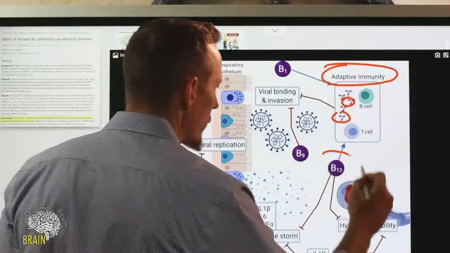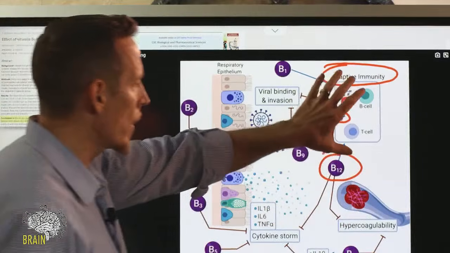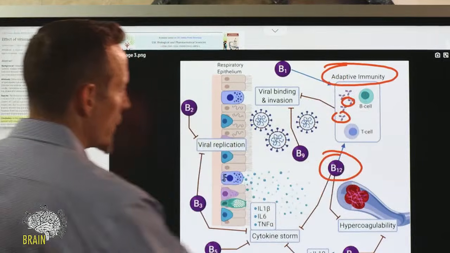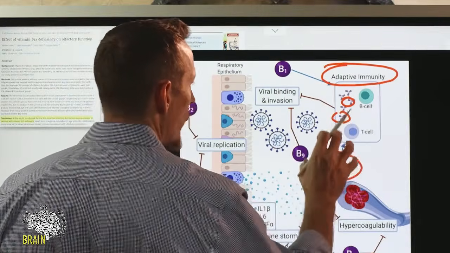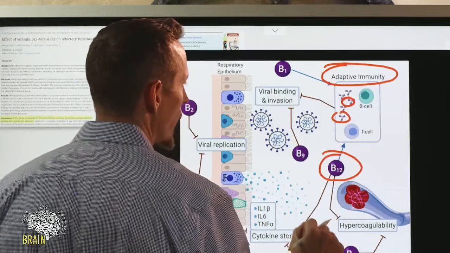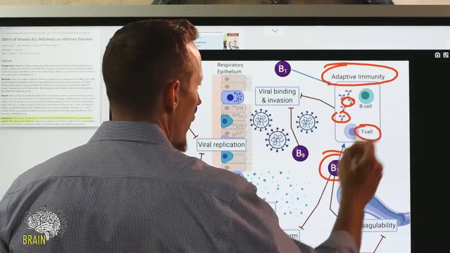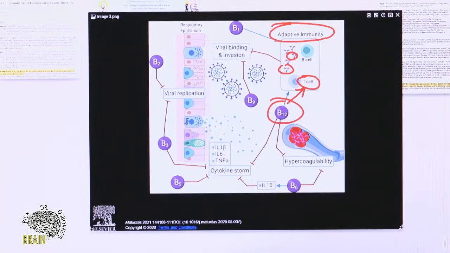And one of the things that's necessary for these functions to work are your B cells. Your B12 is necessary for your B cells to perform, as well as your T cells. So B12 is also necessary for your T cells, which include natural killer cells. These natural killer cells, NKC, can help you kill off bad guys.